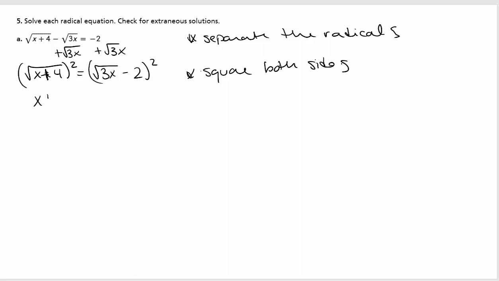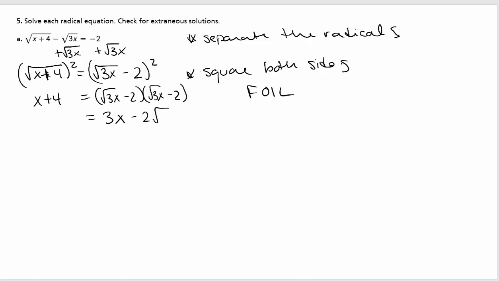So on the left-hand side, we get x plus 4. And on the right-hand side, we're going to just expand that binomial. And then FOIL. So when we multiply the square root of 3x times the square root of 3x, then we're multiplying something by itself. So we end up getting 3x, the outer, negative 2 square root of 3x. The inner is the same thing. And the last is plus 4.